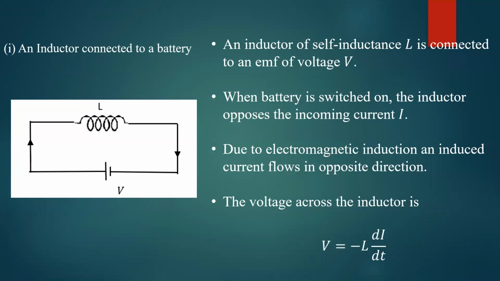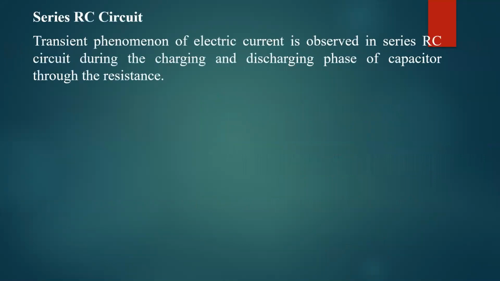Whenever these three components are connected to a battery by means of different combinations, what will be the voltage, what will be the charge on the capacitor, what will be the current through the circuit. So those things we'll study in this transient phenomena chapter. Okay, so these three components you have to remember. Next we'll move further. Let us take the series RC circuit.